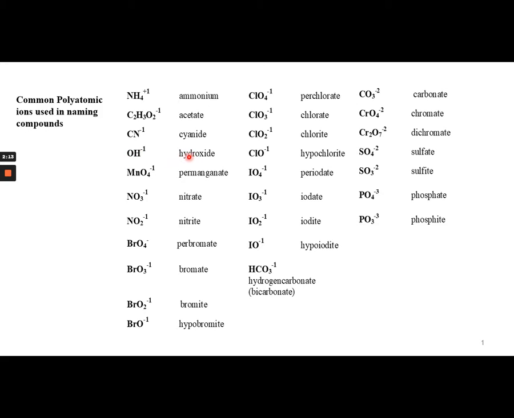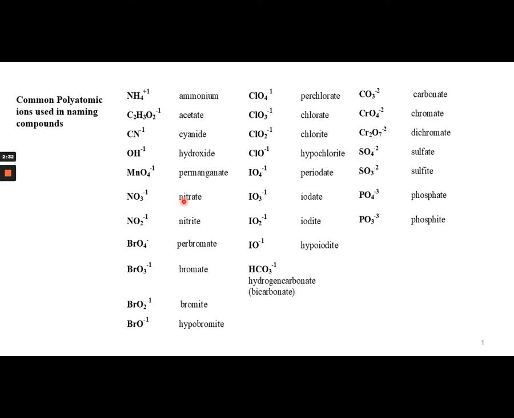Unlike its name, try to remember it's not HO, like what Santa Claus says, ho, ho, ho, but it's OH. So it's hydroxide. They just write the name this way. Permanganate is manganese with 4 oxygens with a -1 charge.